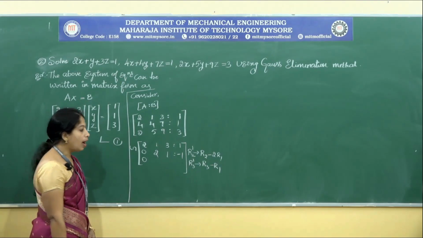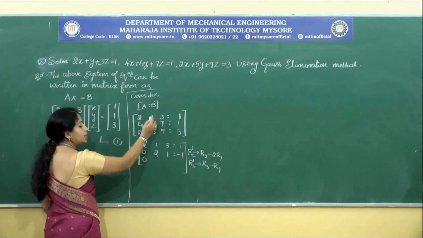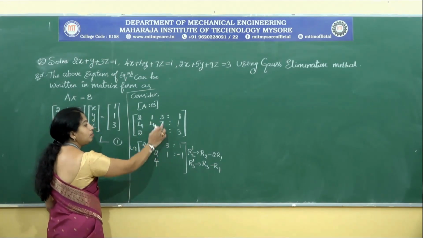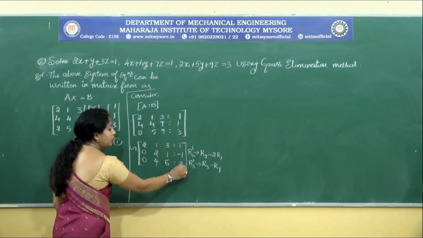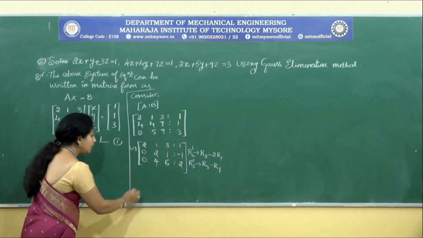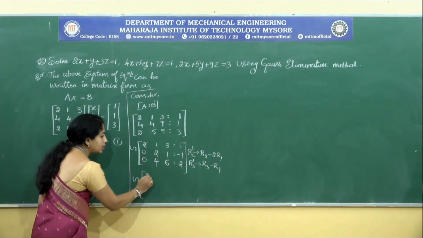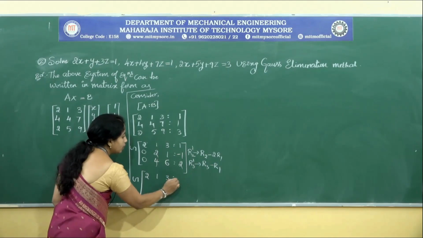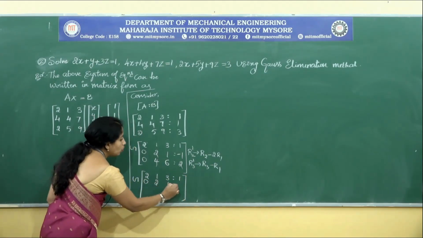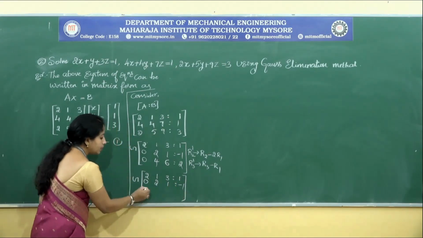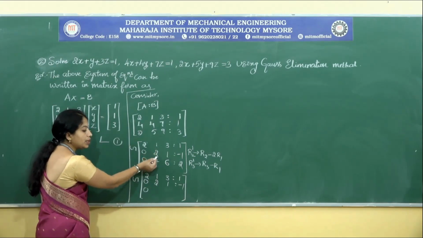See the last row, R3 dash is R3 minus R1. That is 5 minus 1 is 4. 9 minus 3 is 6. 3 minus 1 is equal to 2. Now this matrix is equivalent to, writing the first 2 rows as it is 2, 1, 3, 1. The second row is 0, 2, 1, minus 1, 0.